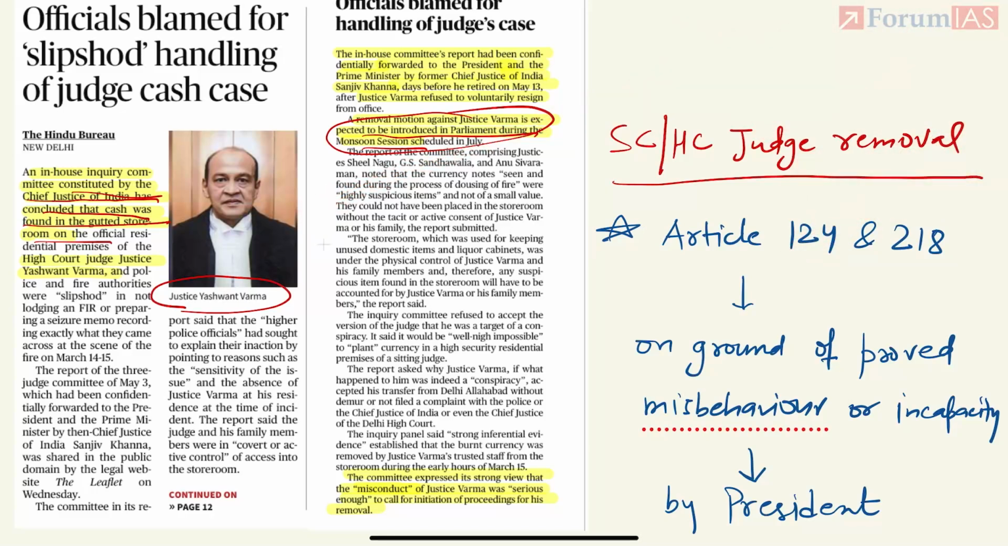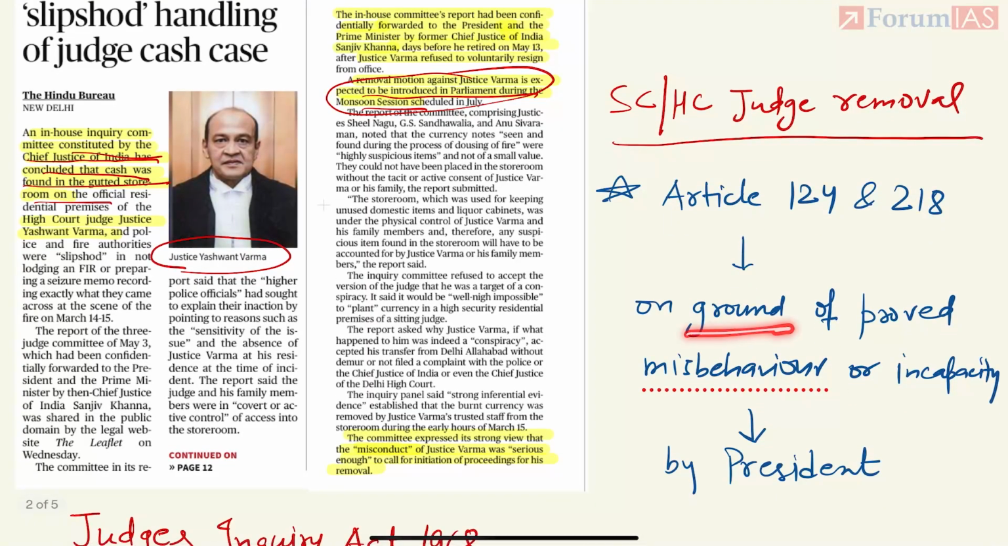So how are Supreme Court and High Court judges removed? Where are the various provisions written? Basically, the first thing in the Constitution under Article 124 and 218: 124 for Supreme Court and 218 for High Court. The removal of the Supreme Court and High Court judges is mentioned. There are two grounds mentioned in the Constitution: proved misbehavior or incapacity.